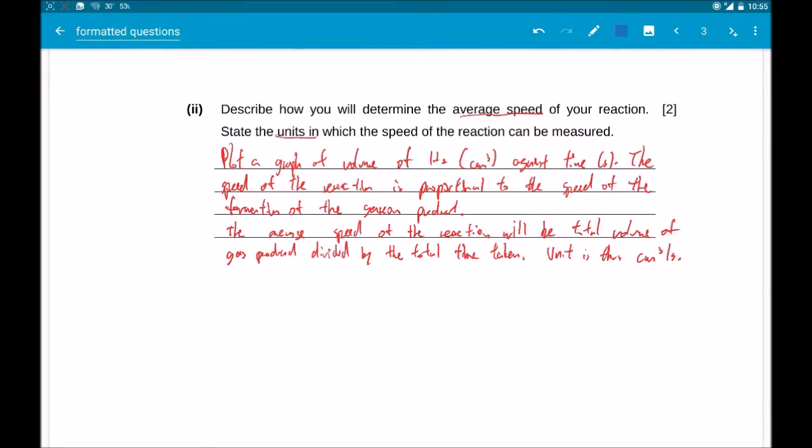For B part 2, a total of 2 marks will be given. So the first mark will be given for stating that the average speed will be the total volume of gas produced divided by the total time taken. So finding average speed will be the first mark, and the second mark will be given for stating the units.